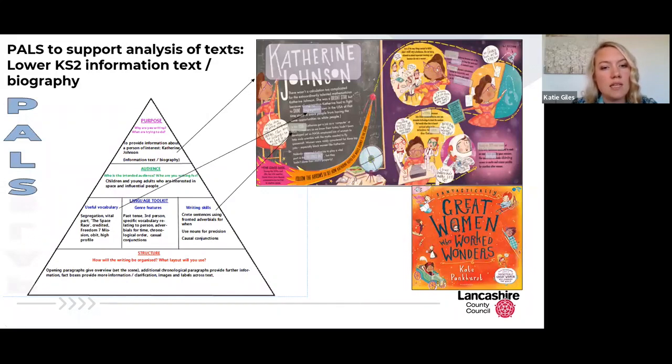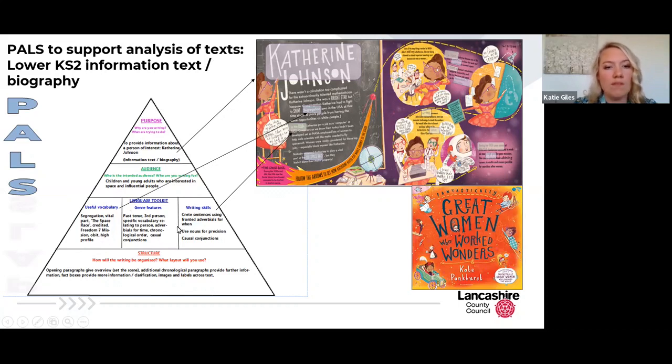So what you can see is that I have filled out the PALS grid and I would analyse that with the children. So the purpose, we've got to provide information about a person of interest, that being Catherine Johnson. We've got an audience, which is our children and young adults who may be interested in space and influential people. And then the language, I pulled out some useful vocabulary. We've got segregation, vital part, the space race, credited, Freedom 7 mission, orbit, high profile.